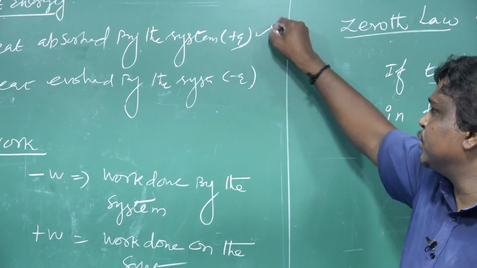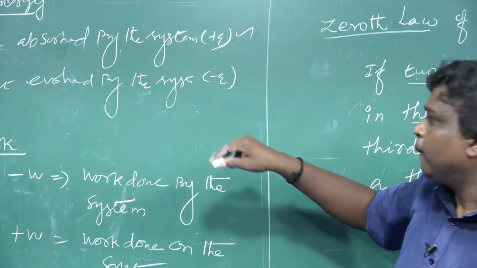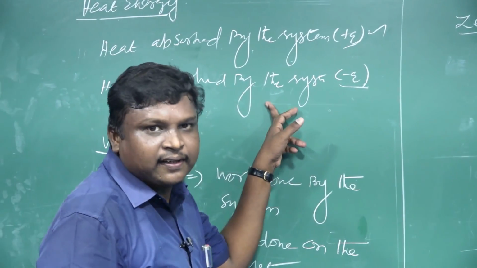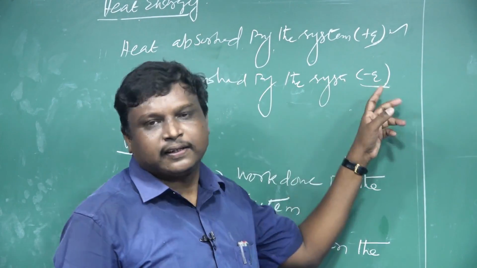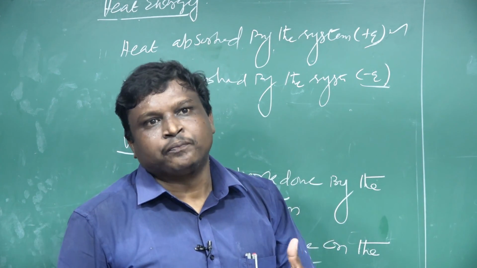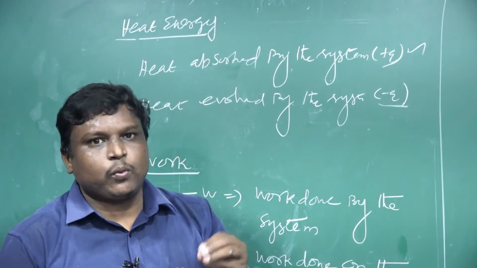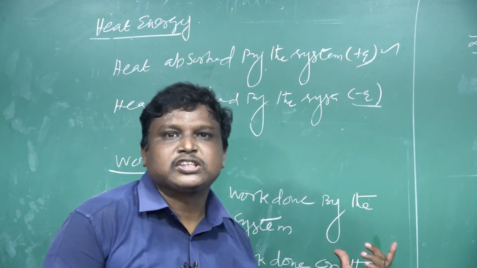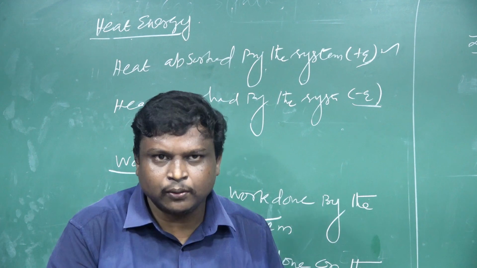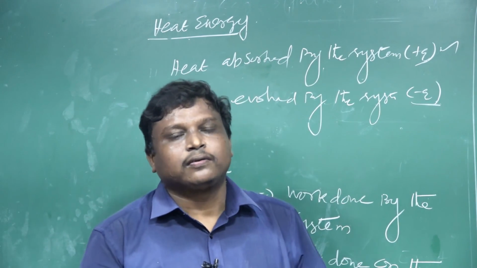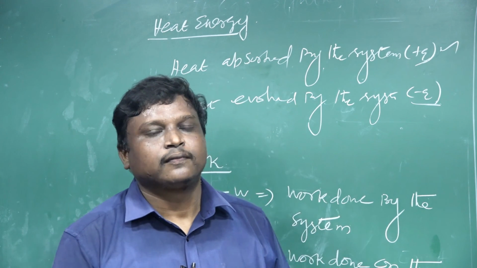Heat plus Q, heat is absorbed. Minus Q, heat is evolved. Pressure volume work: when work becomes positive, that is compression. When work becomes negative, that is expansion. Okay, thank you.